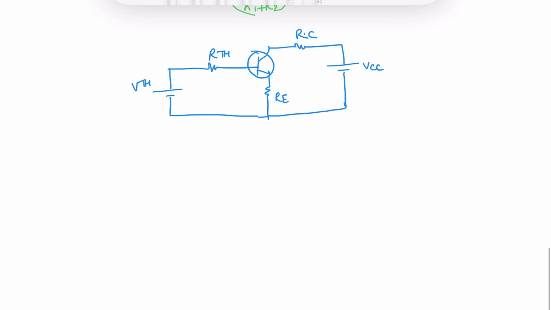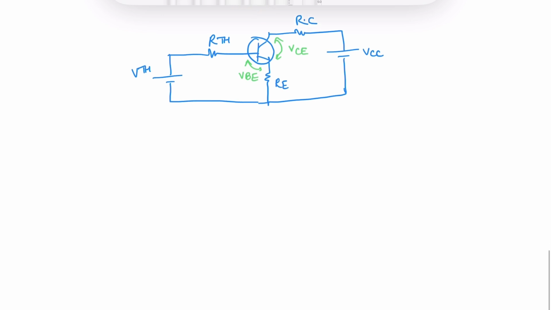And then we are going to write down the KVL equations in these two loops. First of all, this is VBE and this is VCE. It's going to simplify our calculations when we are writing. This is loop 1, this is loop 2. Now we are going to write the equation. It's going to be VTH minus IB RTH minus VBE minus IE RE is equal to 0.